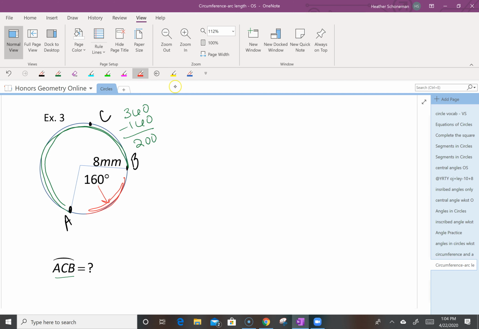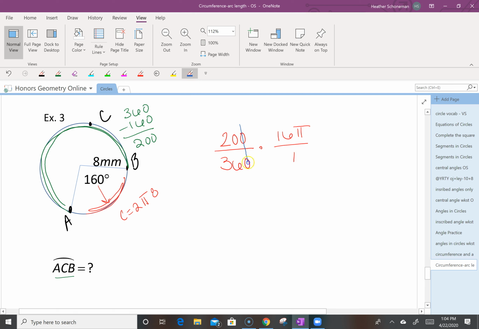All right, so when I'm writing my equation, I have the degree 200 over 360 times the circumference. So circumference is 2 pi times the radius, which is 8. So that is 16 pi. Put it over 1, doesn't really matter. Before you multiply, you reduce. If they both end in 0, I can divide by 10. That makes that easy. 20 and 36 are both divisible by 4.